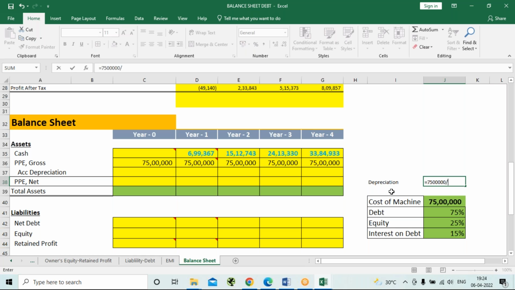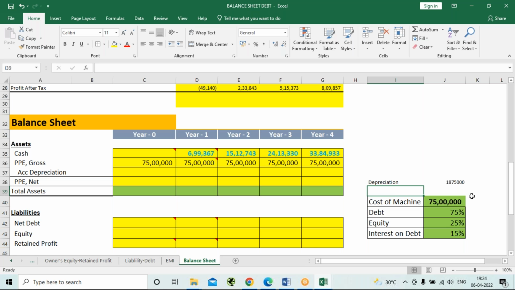Is it 4 years, sir? Yes. Here we have given only 4 years of data, so that means it is only for 4 years. Good. So the depreciation value will be 18,75,000.